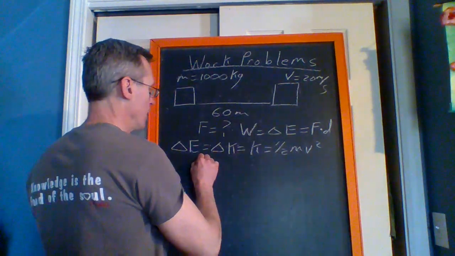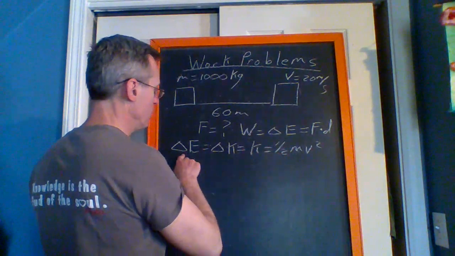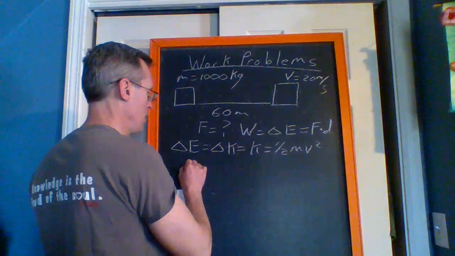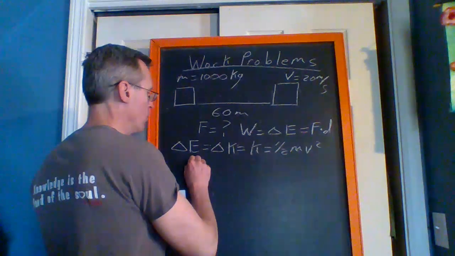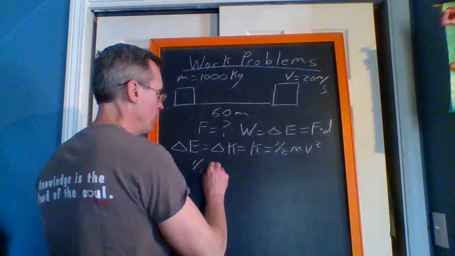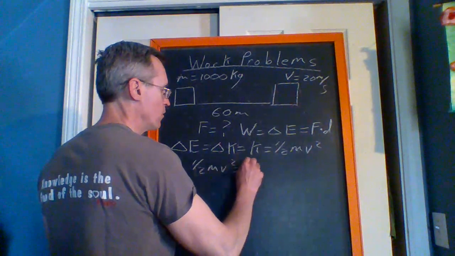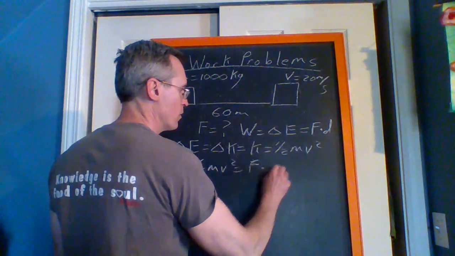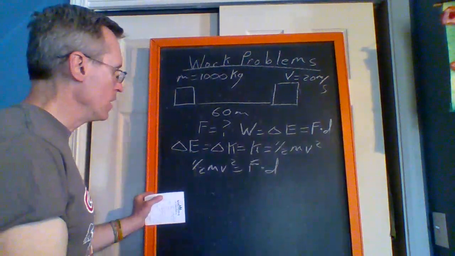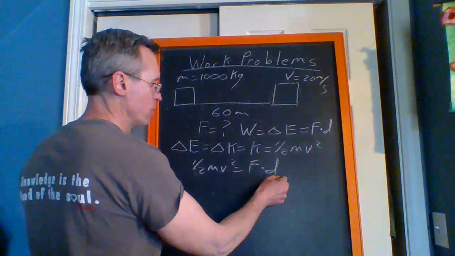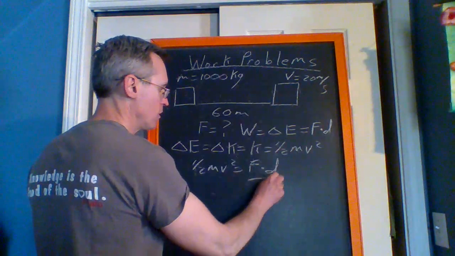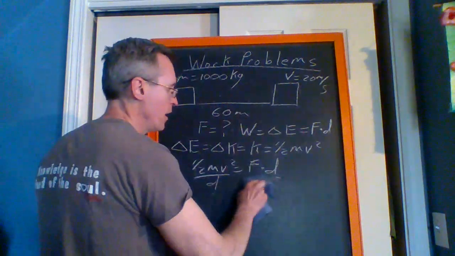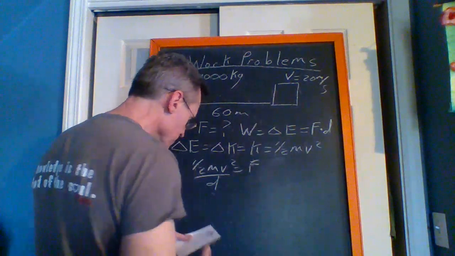Because this is the work done on the vehicle, I can say that 1/2 mv squared is equal to force times distance, the other equation for work. And in that case, if I'm looking for the force, I just divide by the distance on both sides, and that's going to take it away over here.